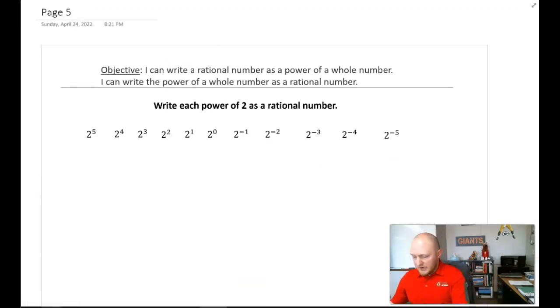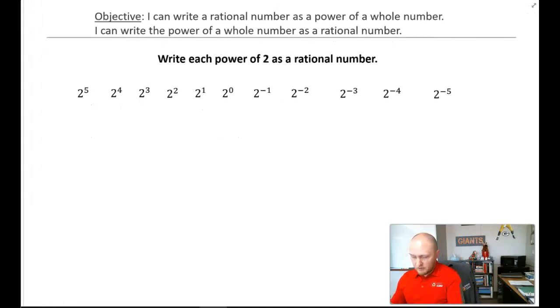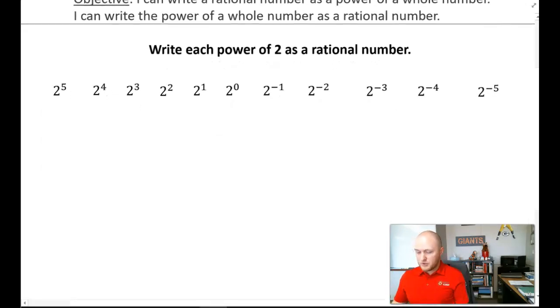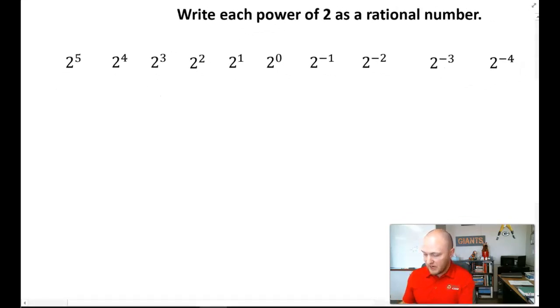All right, so now in this first example, actually over the course of the next couple of examples, we're going to rewrite these whole numbers with powers as a rational number. So we're just going to compute. I'm going to start out with the power of 0 here. So 2 to the power of 0. Anything to the power of 0 is 1. And then I'll do the positives.